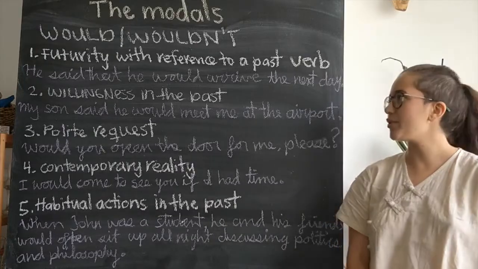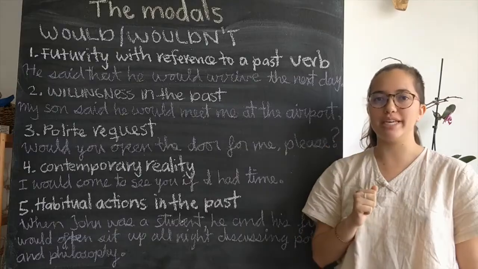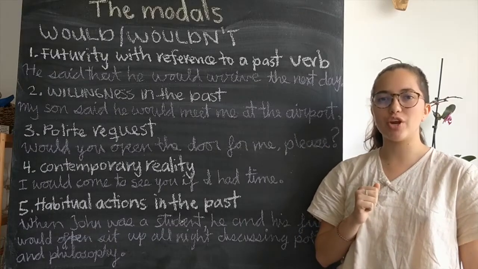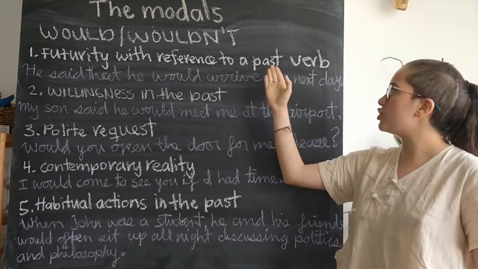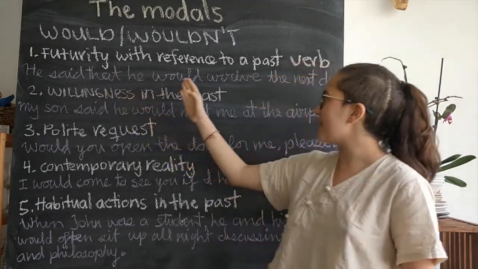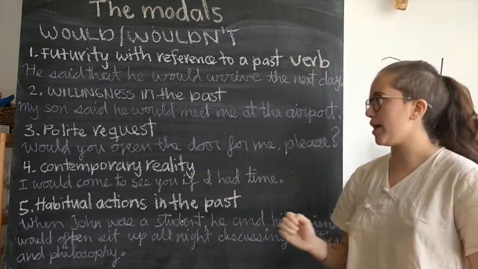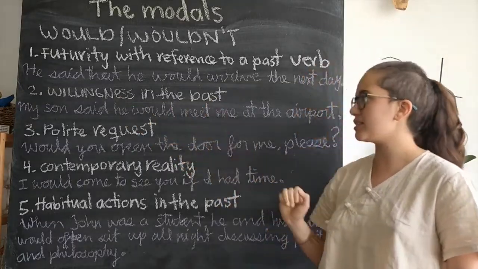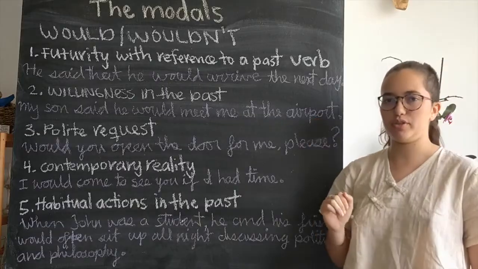Now the modal auxiliary would, wouldn't, has 5 different meanings it can express. Let's start with the first one. It can express futurity with reference to a past verb. So for example, he said that he would arrive the next day. It can also express willingness in the past. My son said he would meet me at the airport.